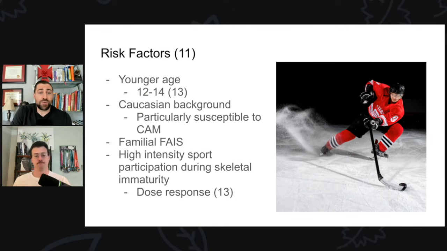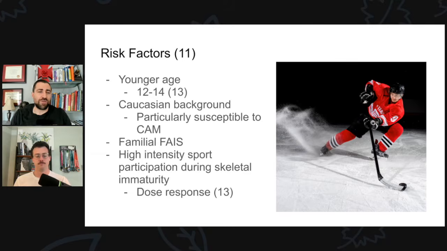Some of the risk factors for acquiring FAI: younger age, between the ages of 12 to 14 being the big ones, right? This is when people are developing. They're putting some strain on the hip through those periods of development, maybe creating some of those bony changes. Caucasian background is a big one. These folks are particularly susceptible to CAM morphology. I've heard this talked about by Stu McGill. For whatever reason, in Caucasian descent, we have hips that potentially create more FAI. There's also some familial FAI, and we talked about this previously about arthritis. Generally, there's a genetic predisposition that may lead to more arthritis, hip arthritis, knee arthritis. Potentially the same thing is occurring with FAI.